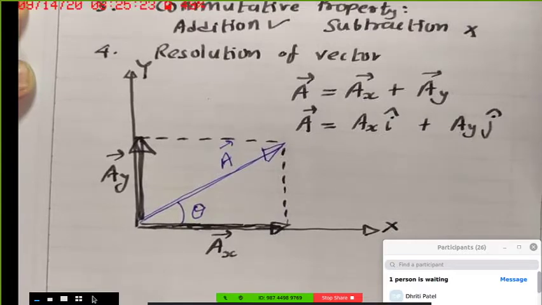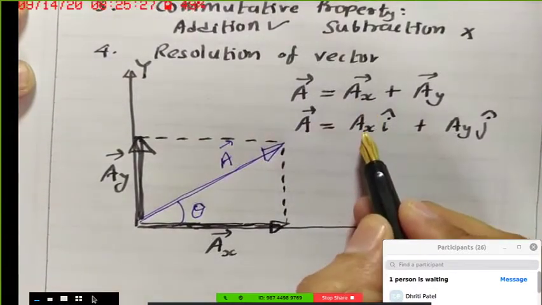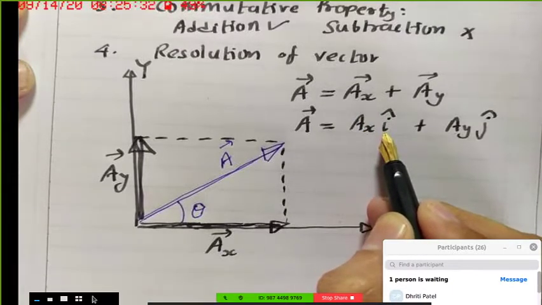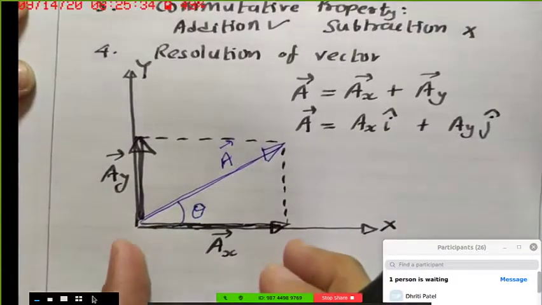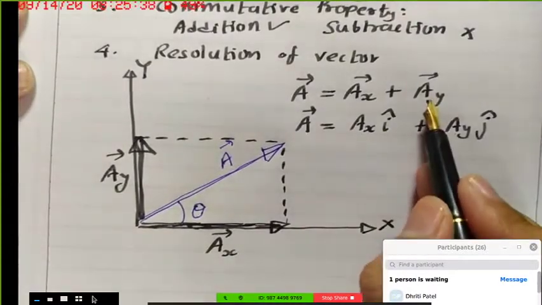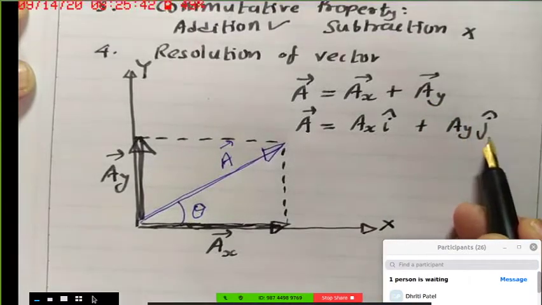So this was vector Ax. What I did, this is magnitude and this is direction. Together this makes a whole vector. Same way, Ay was a whole vector, but I split it into magnitude into unit vector j. What is unit vector j?